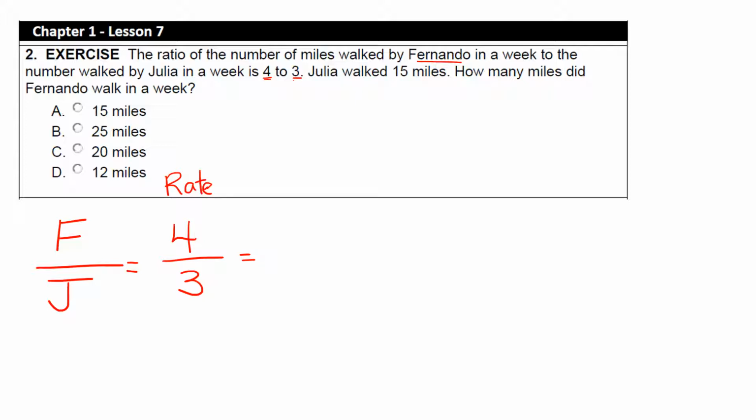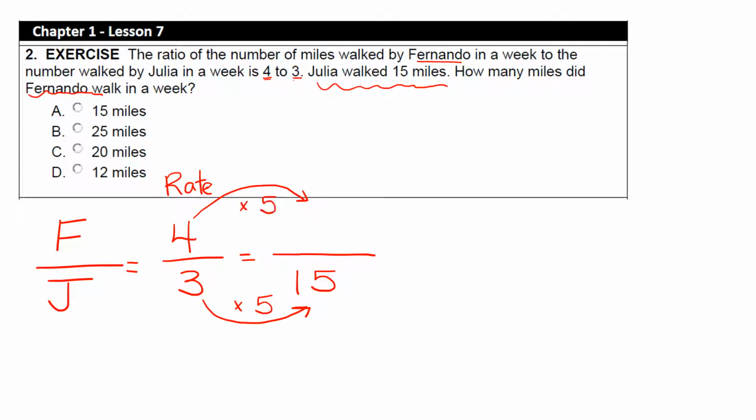Now we know that Julia walked 15 miles, so we're going to put 15 on the bottom. And we want to know how many Fernando walked. So we have to complete our equivalent ratio. To get from 3 to 15, we multiply by 5, we multiply 4 by 5, and we get 20. So he walked 20 miles, which is answer choice C.